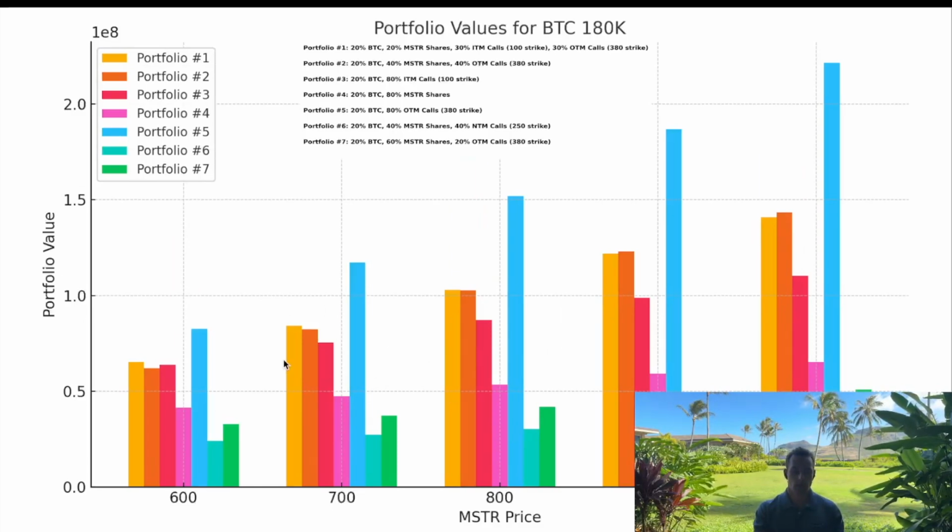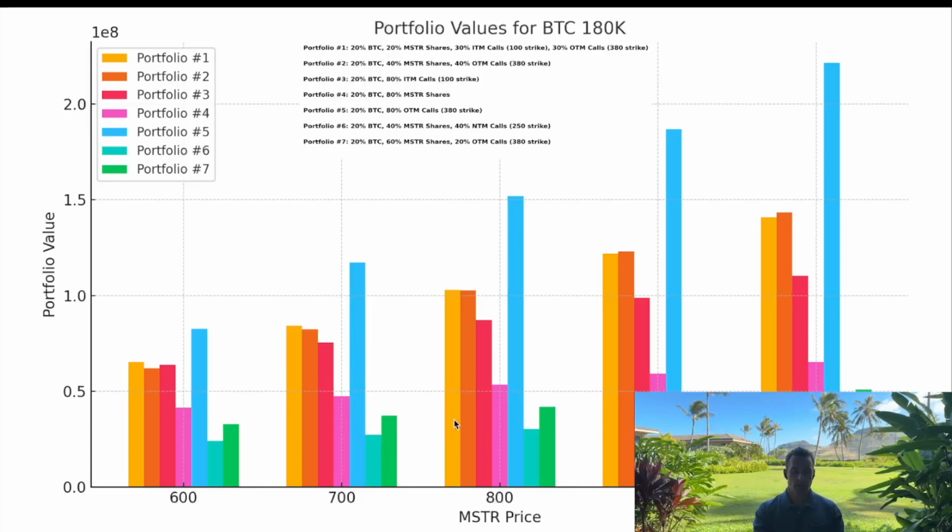Now let's look at the red. What is the red? The red is portfolio number 3, and that is 20% Bitcoin and 80% in the money calls. So this is essentially just leverage in your portfolio. You're not necessarily taking on significant risk per se. You're taking on risk in the sense that your portfolio will be highly, highly volatile, both up and down. However, there's a low likelihood that MSTR drops below $100 per share, in my opinion. So it's less risky than strictly out of the money calls.